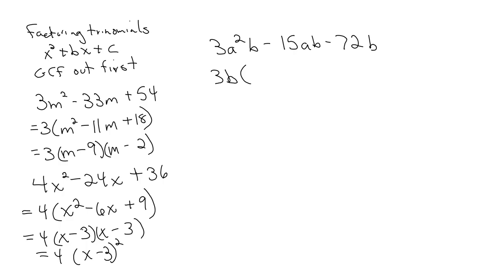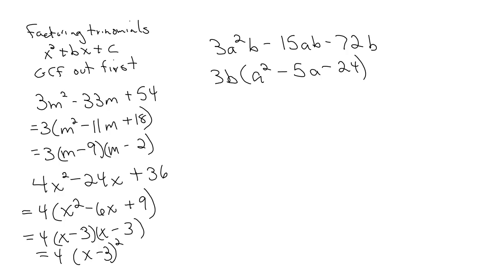Remember, divide, subtract exponents if you have to. The 3 is gone, the b is gone. We have a squared, minus 15 divided by 3 is 5, left with the a because b is gone, minus 72 divided by 3, which is 24. So what do we need to do? We need to factor this out.